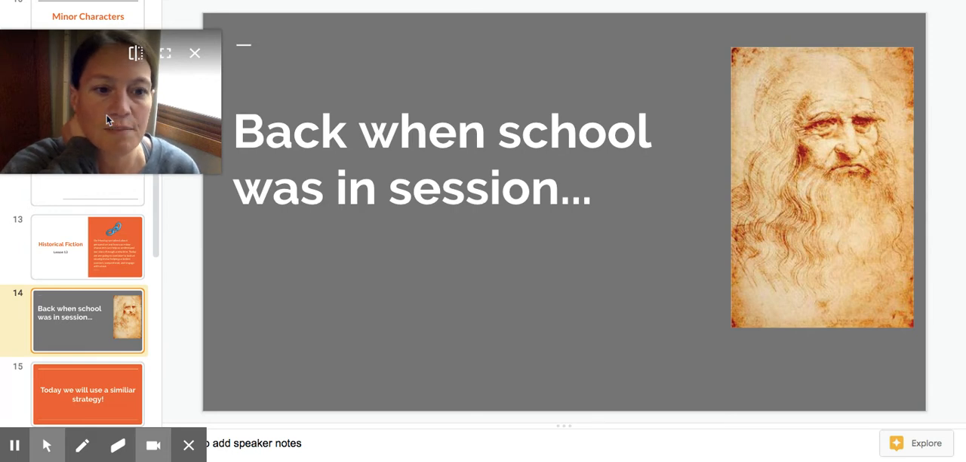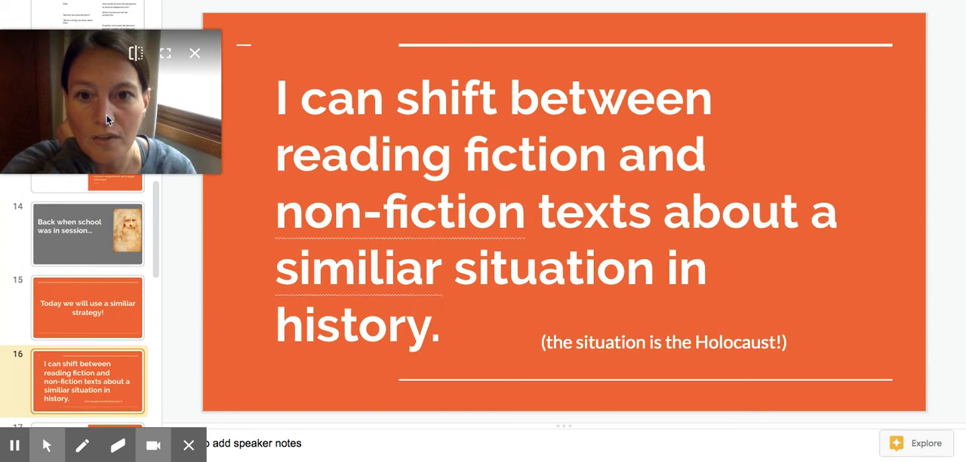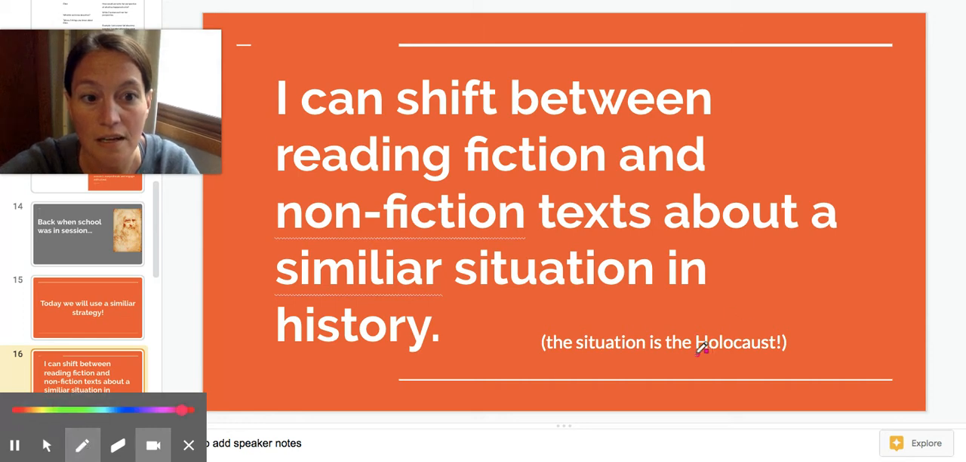We really tried to get some background information on what the world was like for the person who we were reading about. And today we're going to use a similar strategy, so not exactly the same, almost kind of the opposite. We are going to focus on a teaching point. I can shift between reading fiction and nonfiction texts about a similar situation in history. And I pointed out here for you the situation is the Holocaust.